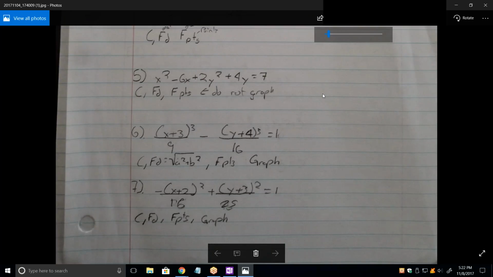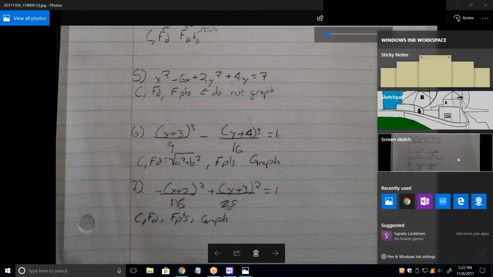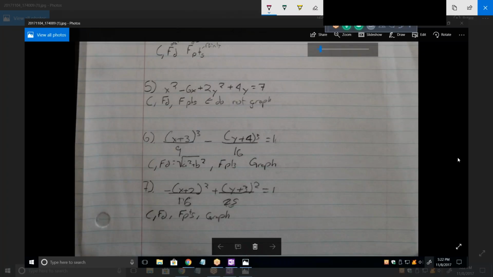All right, now we're getting into a little harder ones here. The reason this is harder is because they didn't give it to you in standard format. In other words, if I look at 6, clearly 6 is in standard format. 6 is easy. We can figure out what A is. A is going to be 4. B is going to be 3. We know the center's at -3, -4. And this is a hyperbola because of that.